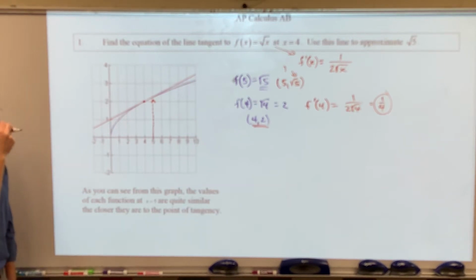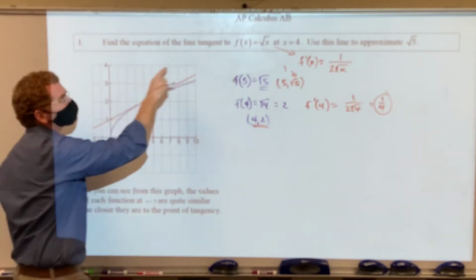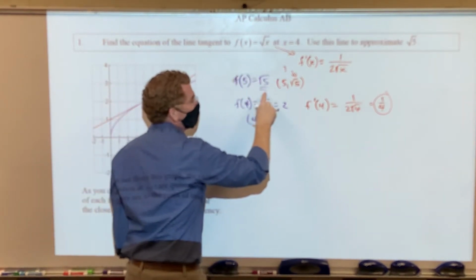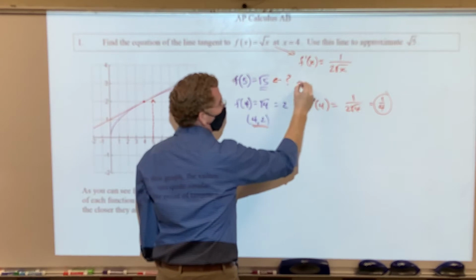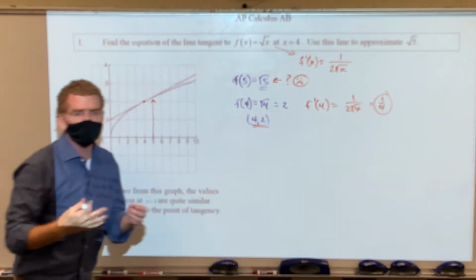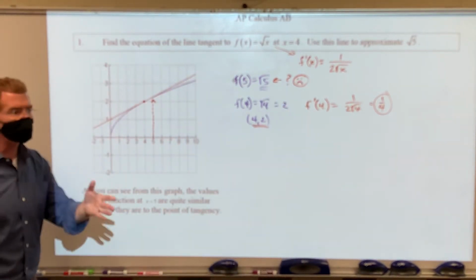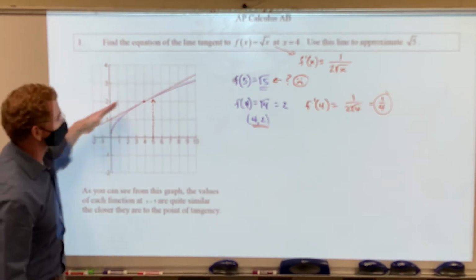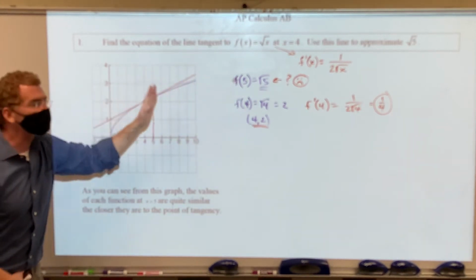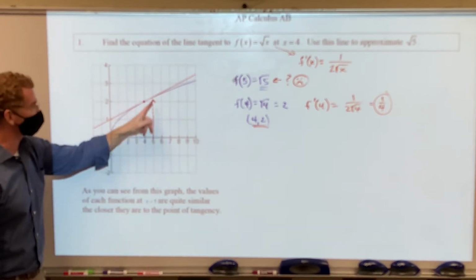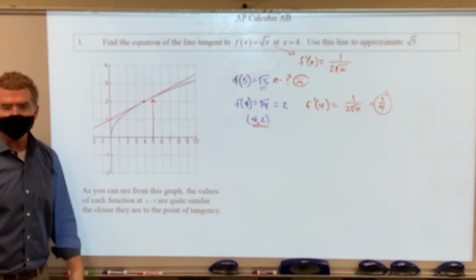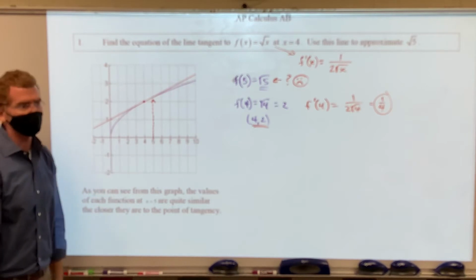So instead of trying to plug 5 into here, which puts me at a loss, right? Because I'm looking at that and going, I don't know what that value is. I don't know what the decimal is. What I'm going to do is find the equation of the tangent line, really close to that 5, and then use it to approximate the value of root 5. And you would be shocked how accurate this is.